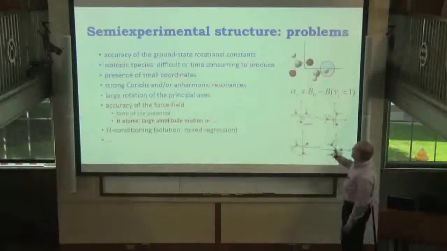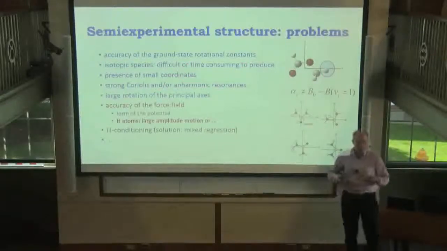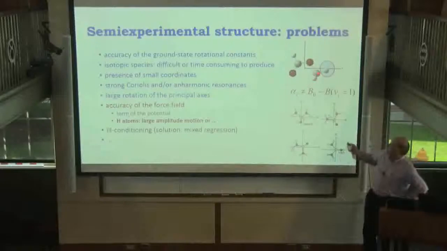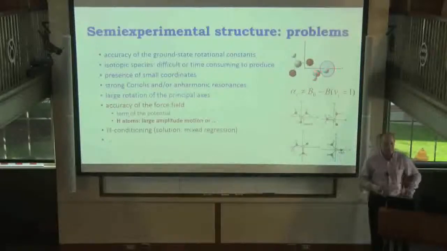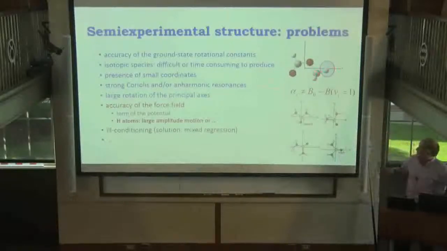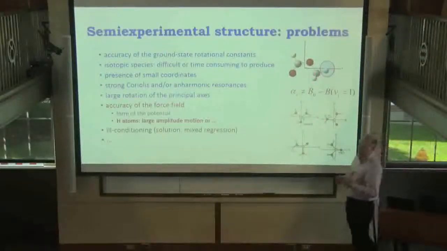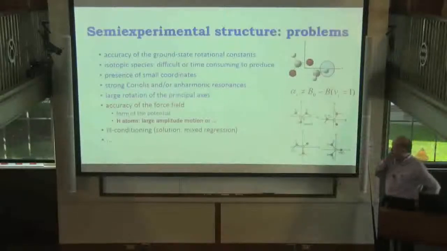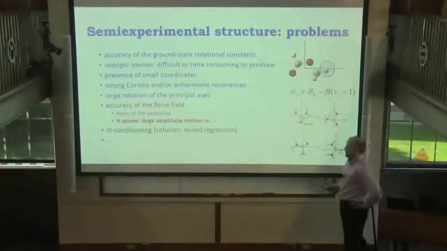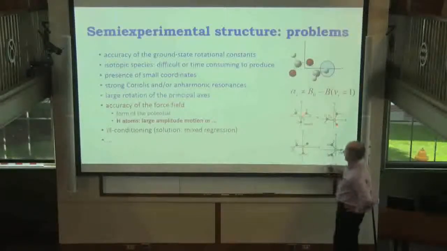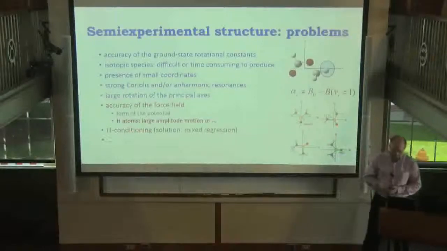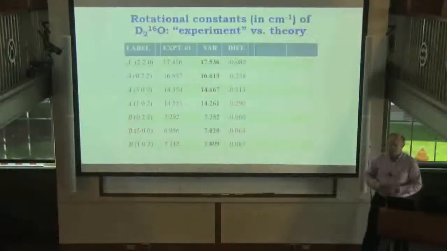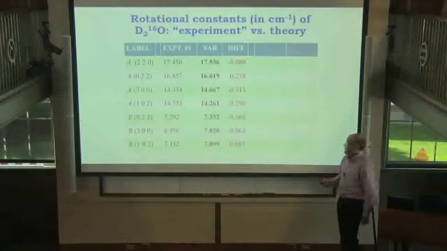And there are small coordinates which are also disadvantageous for this approach. So if you are close to one of the principal axes, then that's a problem. And the principal axis rotates, and if it rotates a large amount, then that's also a problem for this technique, and it can happen for certain tops, as shown here, and there can also be this ill-conditioning problem during the fitting. So how inaccurate can these rotational constants be?